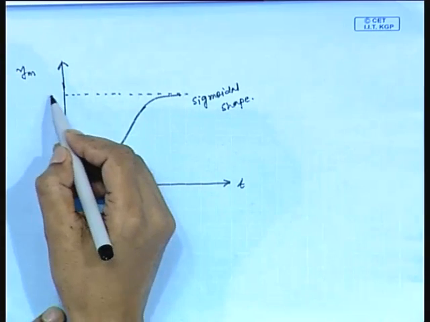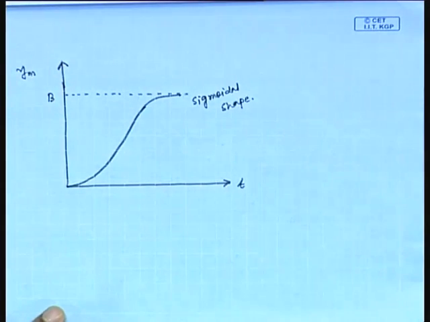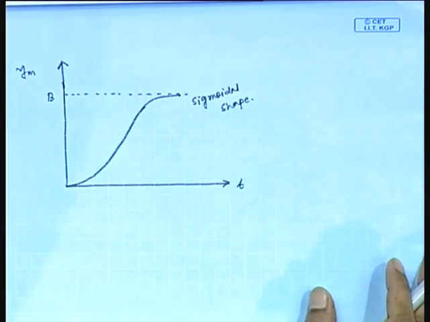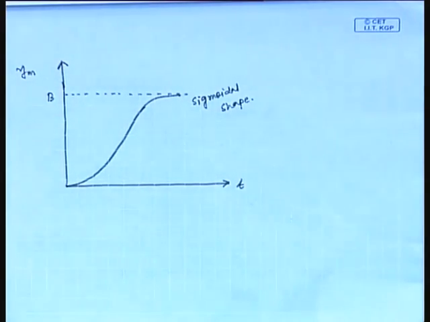Suppose this quantity is B. That means the set point value, not set point, it may be the y value at new steady state. B is the value at new steady state. For most of the chemical processes, Cohen and Coon observed that the process response looks like sigmoidal shape.